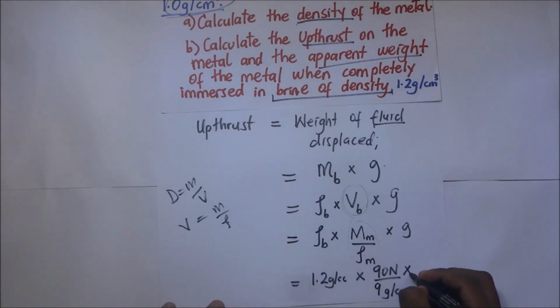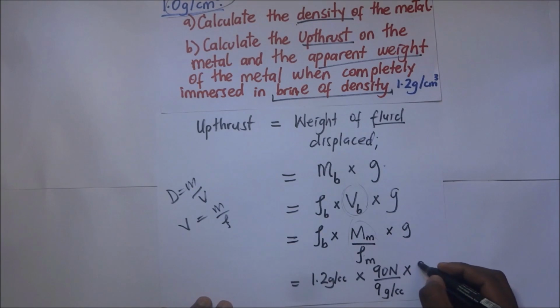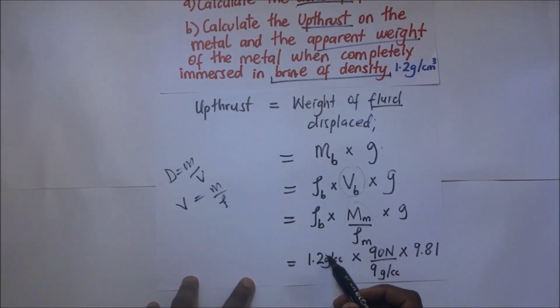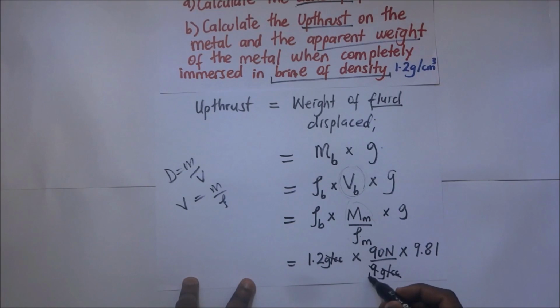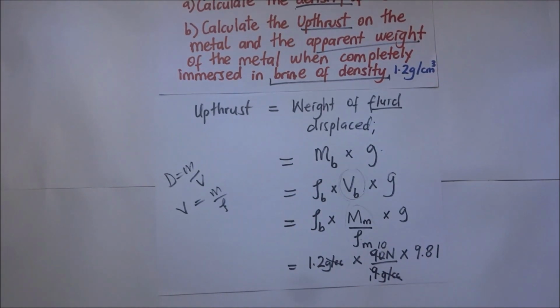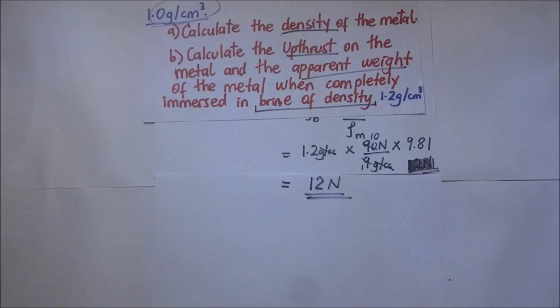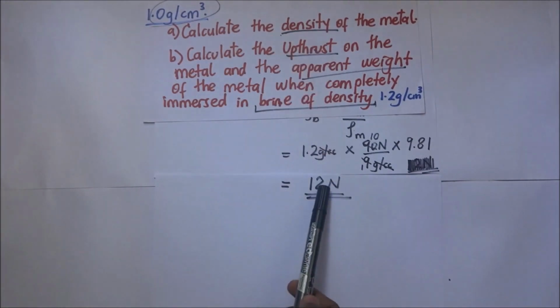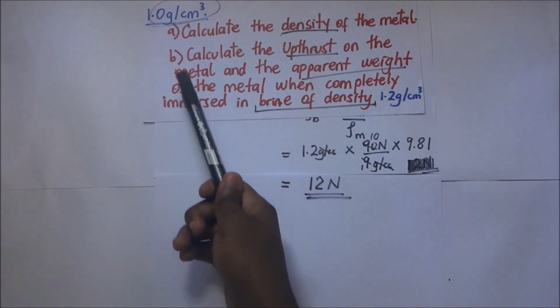Multiply that by gravity, and our acceleration due to gravity here is 9.81. And so, of course, this grams per cc will disappear with those grams per cc. We have 9 once, by 9 here it's 10. And we shall end up with our answer as 12 newtons. So we have answered that first part of the question, the upthrust. The upthrust is 12 newtons. That's the upthrust experienced on the metal.